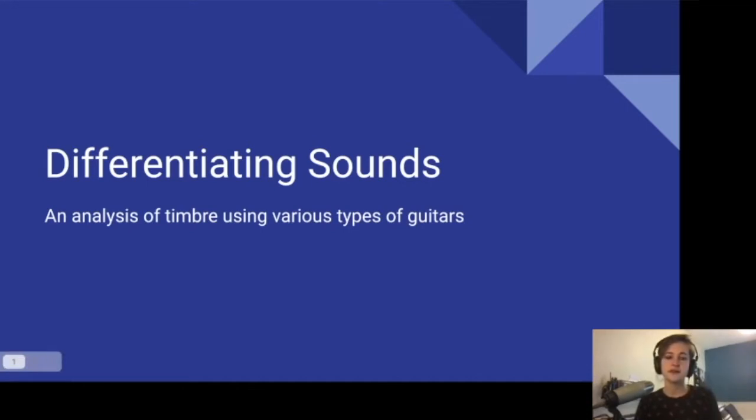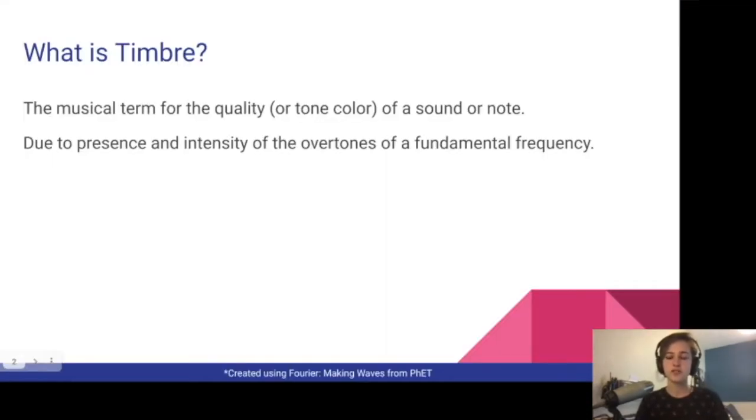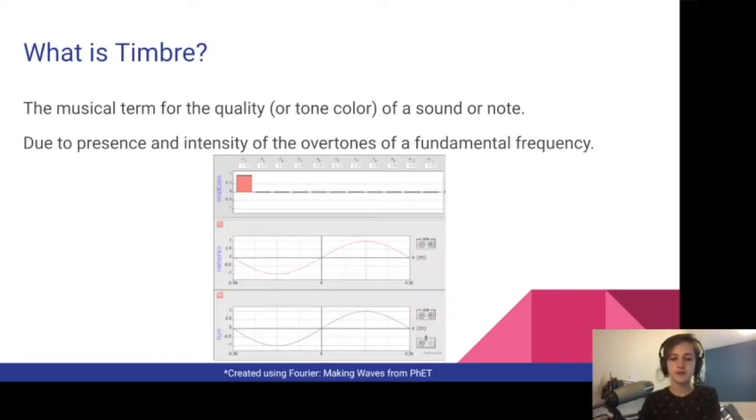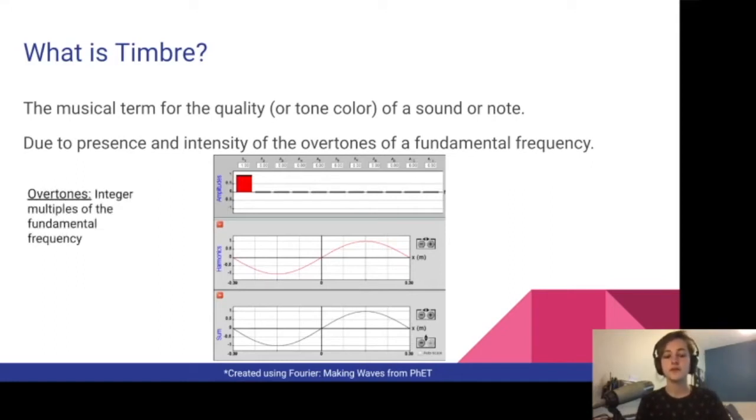So, the difference of sounds has to do with timbre, which is a musical term for the quality of a note or a sound, and it has to do with the presence of overtones of a fundamental frequency and the intensity of those overtones. So to explain an overtone, you can think of this graph, the red line, as a string on a guitar. And overtones are going to be the integer multiples of the fundamental frequency that the string is tuned to. So you have different allowed vibrational frequencies on this string.